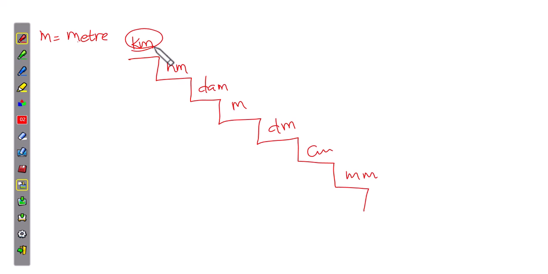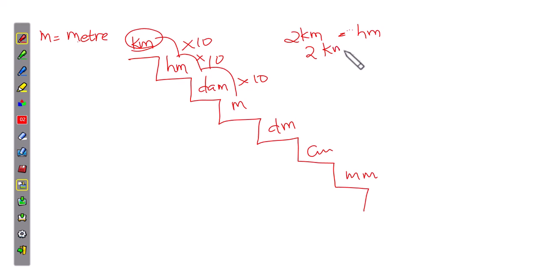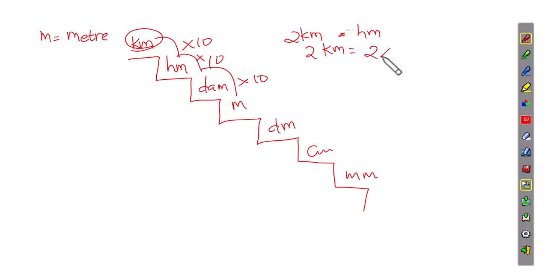To convert kilometer to hectometer, we just need to times it by 10, and so on. We times it by 10, we times it by 10. For example, we have 2 kilometer and we convert it to hectometer. It means 2 kilometer equals 2 times 1 times 10. Then we have 20 hectometer.